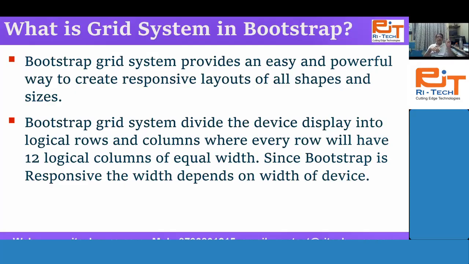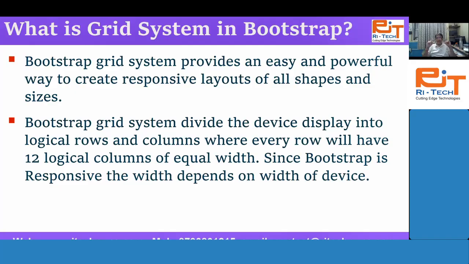Now, what will be the width of an individual column? That depends on the width of the device. If the width of the device is 1200 pixels, every column will be 100 pixels. If the width of the device is 600 pixels, every column width will be 50 pixels. So it's logical, it's not fixed. It depends on the width of the device.